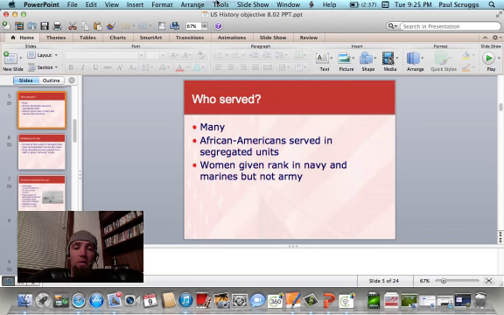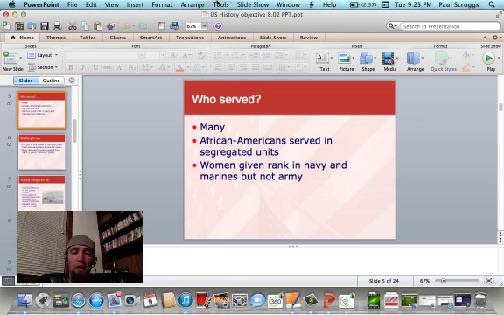But a lot of different kinds of people served. At this time, the military was still segregated. African Americans were serving in segregated units, usually commanded by white officers. And women did serve in some branches of the military. As I've got there, they were given rank in the Navy and Marines, but not in the Army. Obviously, women were not in combat roles. They were serving as nurses, communications personnel, things of that nature.